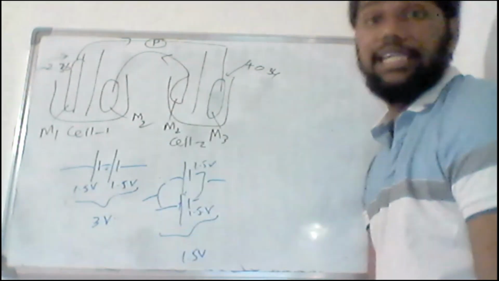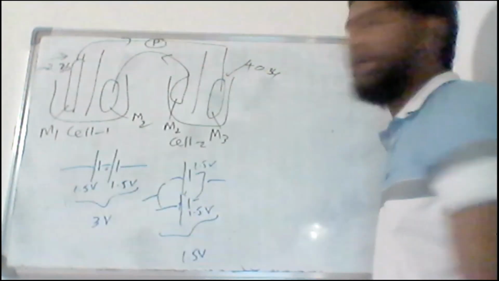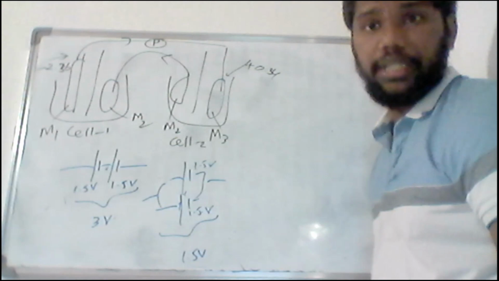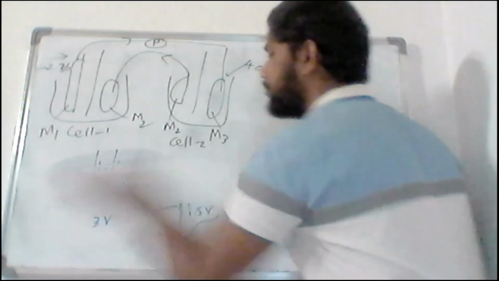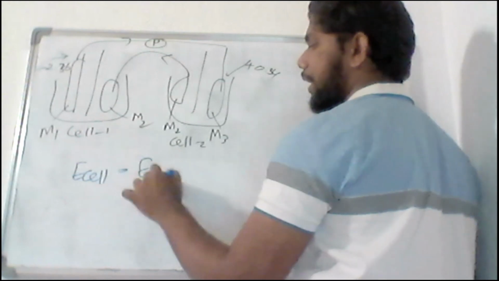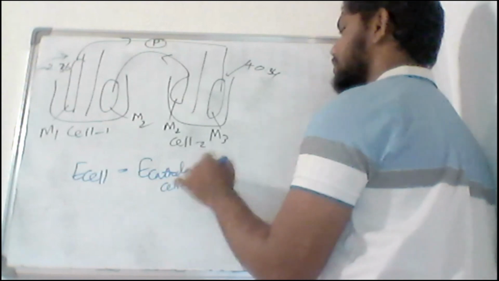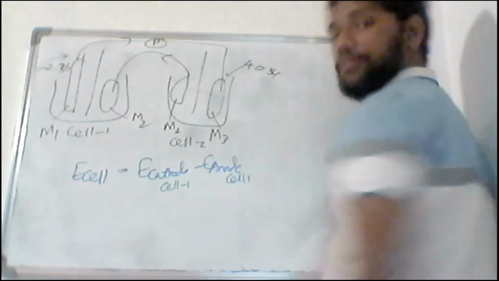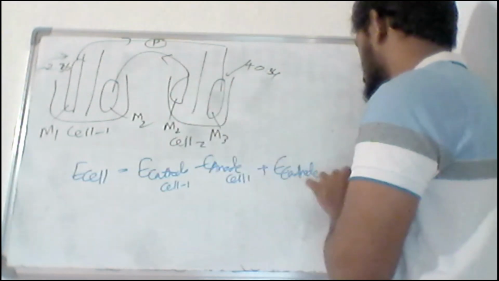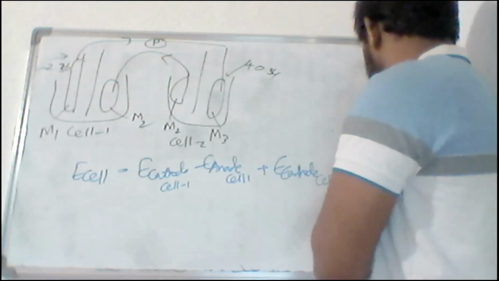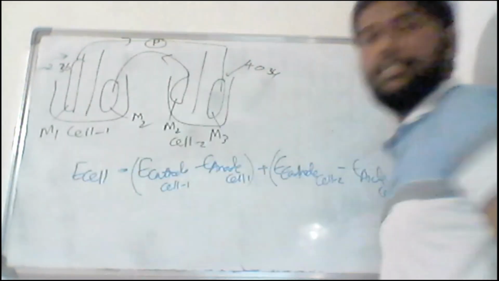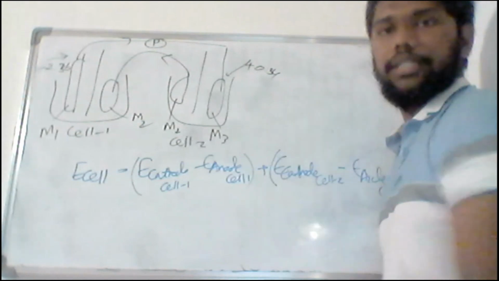Now this is a series connection, which means the cell potential of cell 1 and the cell potential of cell 2 should be added in order to get the overall potential. That is one point. Otherwise, to get the overall, E cell is E cathode of cell 1 minus E anode of cell 1. This is for cell 1. Plus E cathode for cell 2 minus E anode for cell 2. So these are two equations. If you want the overall cell E cell, you need to add the cell voltage of this one and the cell voltage of this one. That is how a series connection works.